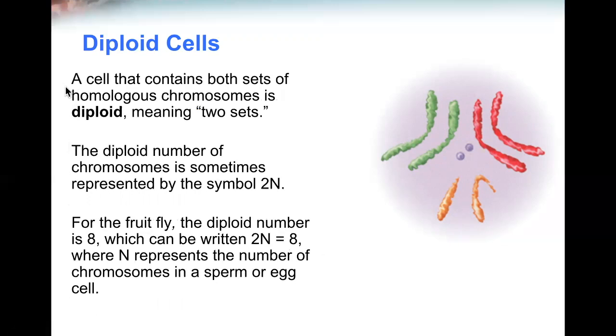A cell that contains sets of homologous chromosomes is diploid, meaning 2 sets. The diploid number of chromosomes is sometimes represented by the symbol 2n. For the fruit fly, the diploid number is 8, which can be written 2n = 8, where n represents the number of chromosomes in a sperm or an egg cell.